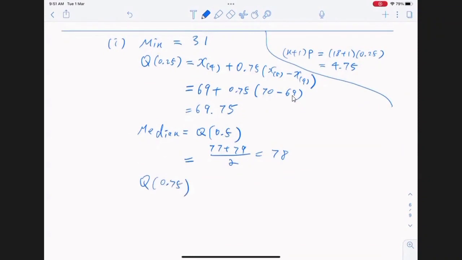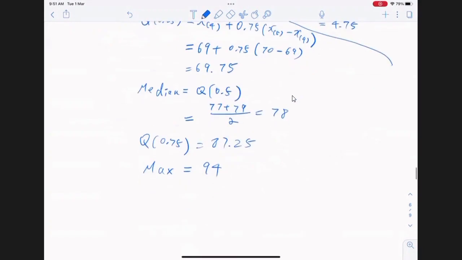And next will be the upper quartile, which is also the 0.75 quantile. Now, I'm not going to go through the details. You just simply use a similar procedure to compute the quantile. You will find that it is equal to 87.25. And finally, we have the last number of the 5-number summary, which is the maximum. The largest number in the dataset is 94.